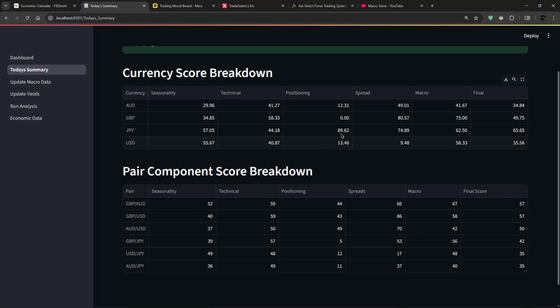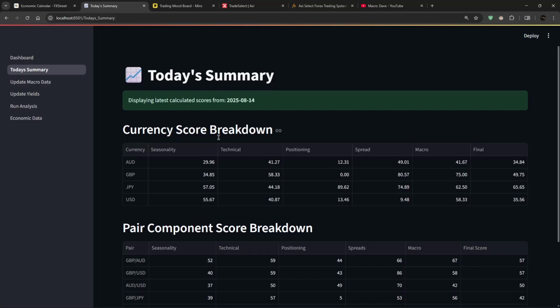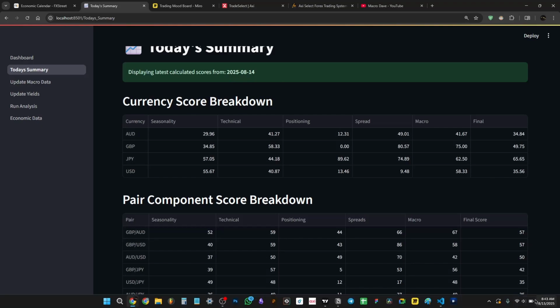I'll be designing the UI and a lot more in the future. For now, I just want to test it out in the live market to see how it works. So this page right here, today's summary, simply gives the latest breakdown of the most recent score. This was last updated on August 14th, which is yesterday.